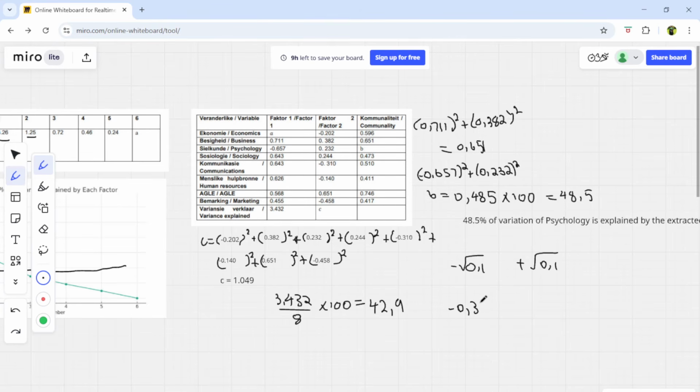Minus 0.316 and positive 0.316. So any number that is less than minus 0.316 or bigger than positive 0.316 is considered significant, and any number that is in between is not significant.